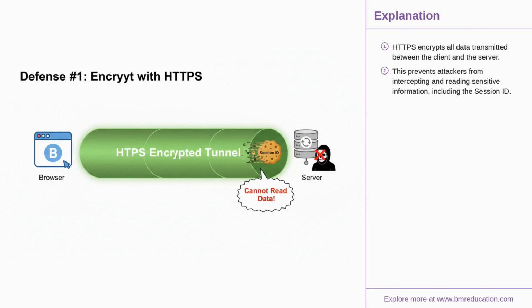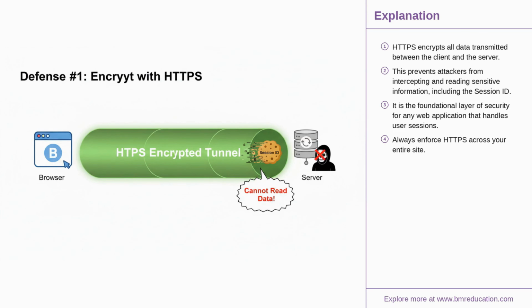Our first and most fundamental line of defense is HTTPS. By encrypting all communication between your browser and the server, HTTPS creates a secure, private tunnel. Even if an attacker is monitoring the network, they can't read the traffic. Your session ID, along with all other data, is scrambled and unreadable, effectively neutralizing any attempts to sniff it out and steal it in transit.